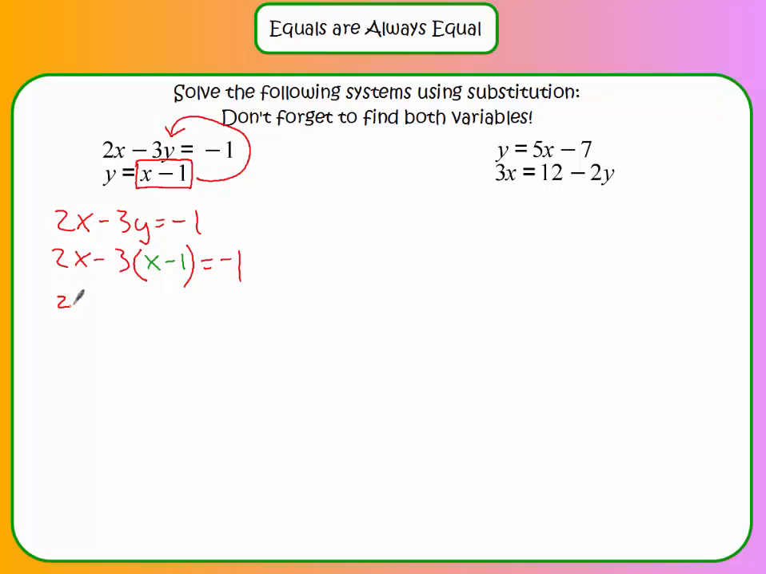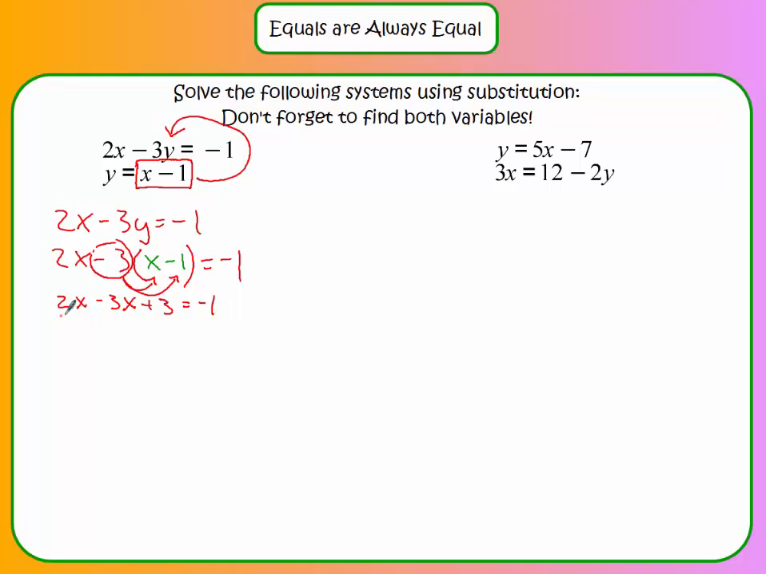We need to be careful here and use our good algebra skills. This tells me I have 2x. This I need to distribute. So negative 3 times x is negative 3x. And negative 3, right? Remember, we do it like this. Negative 3 times a negative 1 is going to be positive 3. And that equals a negative 1.